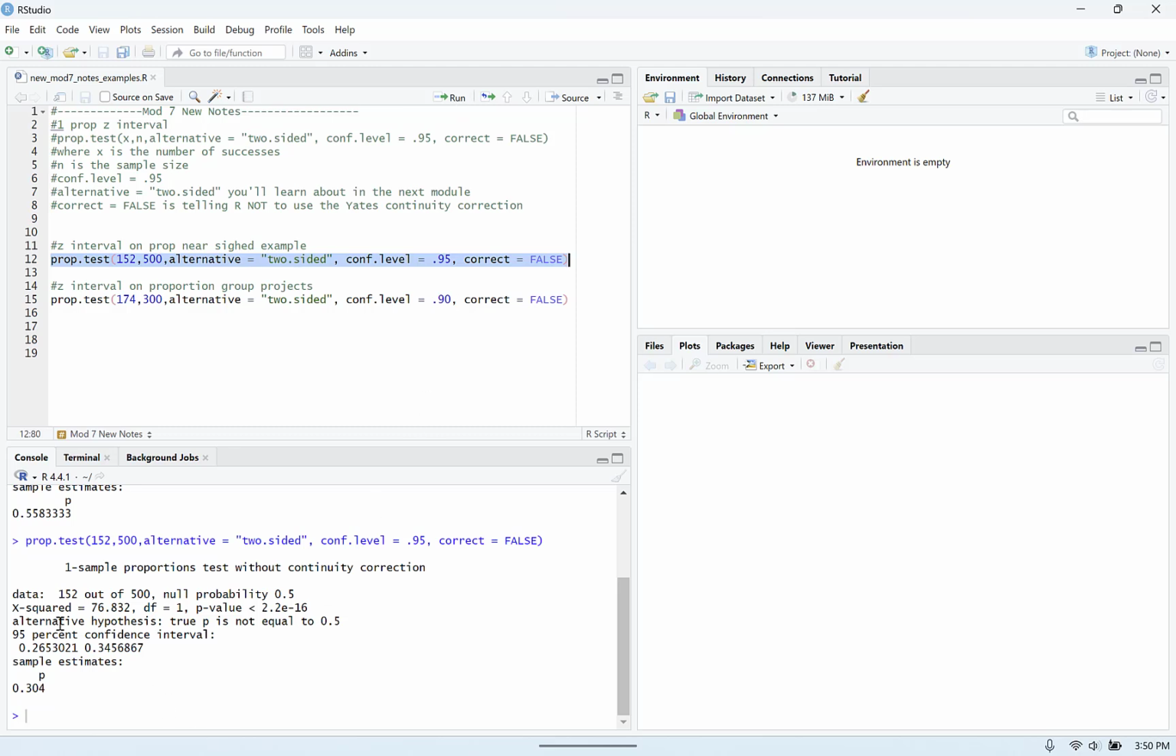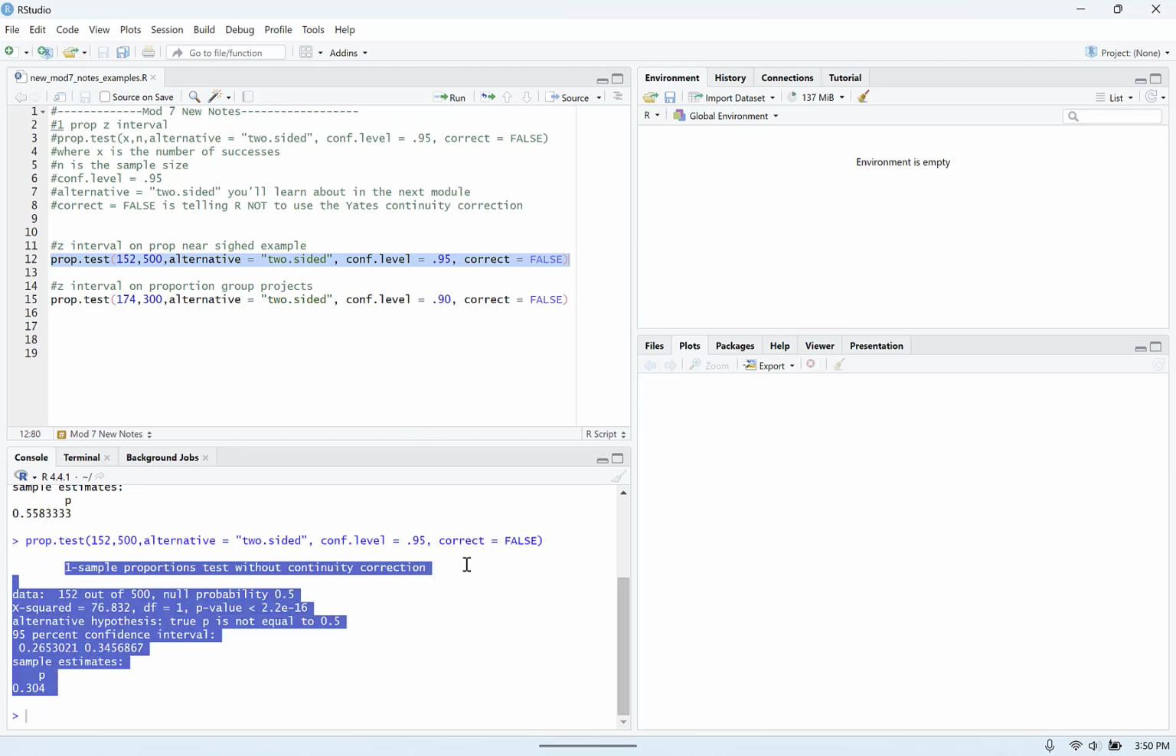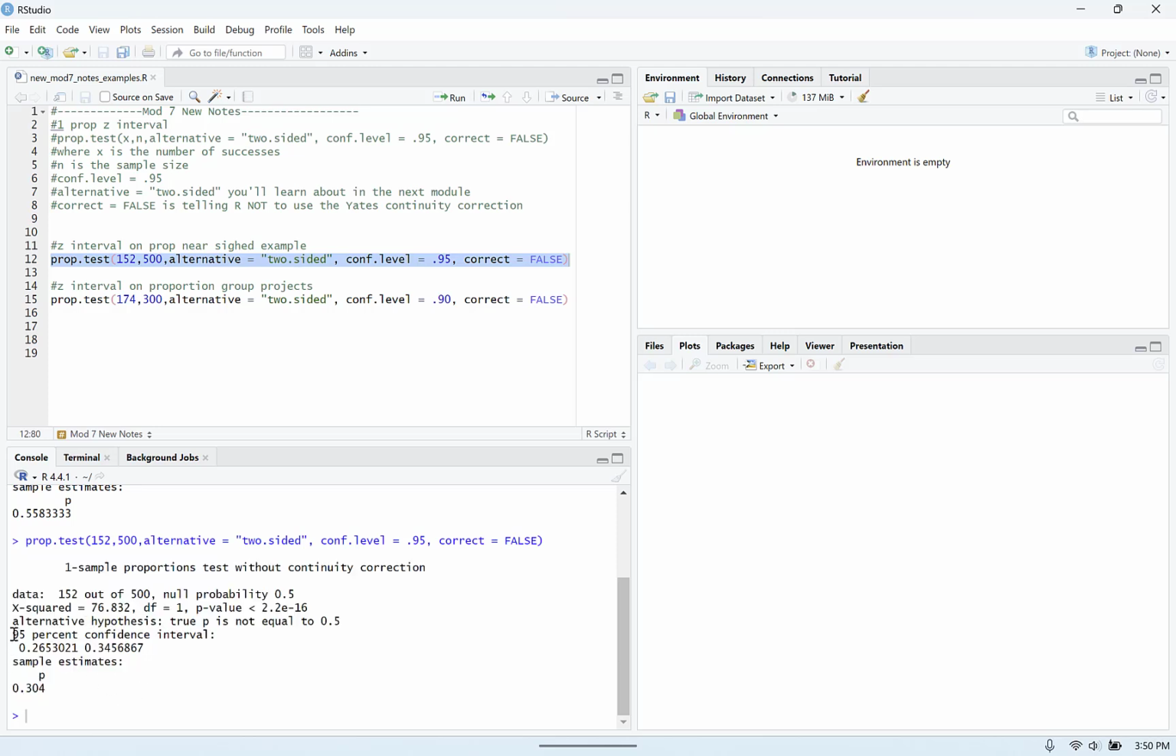And when we run that, we get the output down here at the bottom. And this output is a one-sample proportions test without a continuity correction. We'll talk about the continuity correction in a little bit. And I'm not going to talk about the top stuff because we're going to talk about that in the next module, but we do get the 95% confidence interval out of this output. So the 95% confidence interval is 0.2653 to 0.34568.